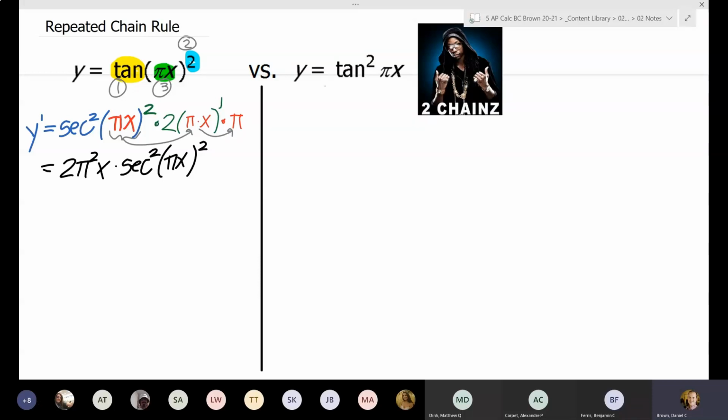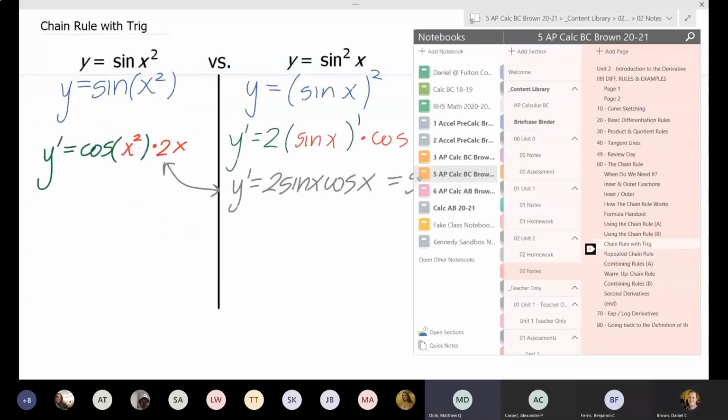We can think of this as the tangent of something squared, and what was that something? It was this pi times x. So we had to think about the order of operations, working our way from the outside to the inside. Wait, for the page before that, for the sine x squared, if the x was in parentheses, would you have to do the same steps as the repeated chain rule?